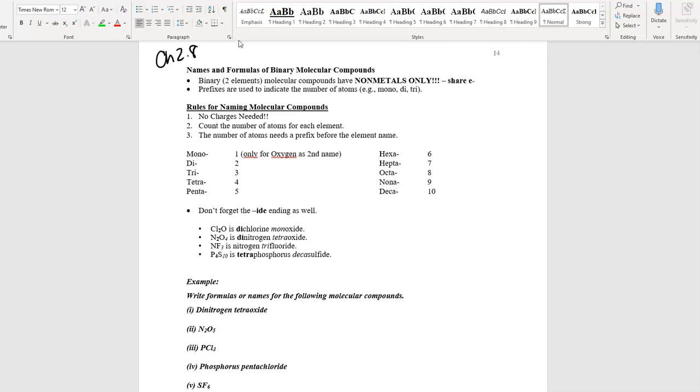Molecular compounds, because it is only two non-metals, we call them binary. So the word binary means two elements, as you see right there. And because we're talking about molecular compounds, only non-metals. And these ones should be the easy ones because they're sharing electrons. And if they're sharing, there's no charges, so that means there's no loss or gain of electrons. You won't see any transition metals because it's only nonmetals, so no transition metals.